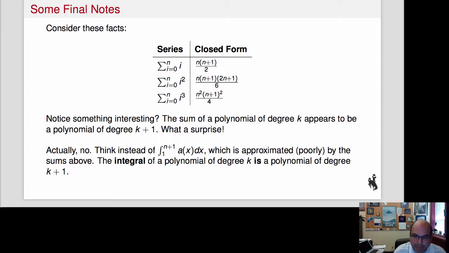What's really going on is there's a relationship between adding up a whole bunch of terms in a series and integrating the terms. If you take a polynomial and you integrate it, what you end up with, of course, is a polynomial of one more degree. The integral of n squared is n cubed. And this integral, when we go from 1 to n plus 1, is actually pretty much the same as the sum from i equals 0 to n. Let's take a look at that.